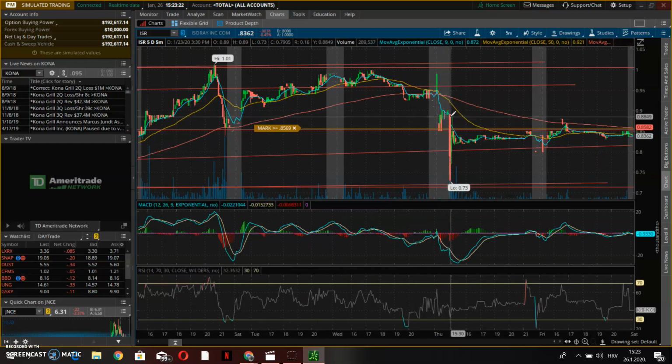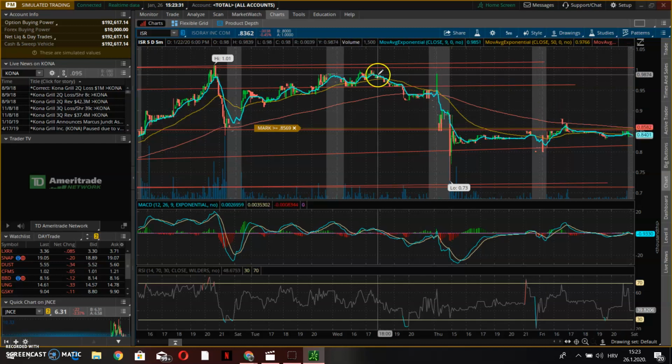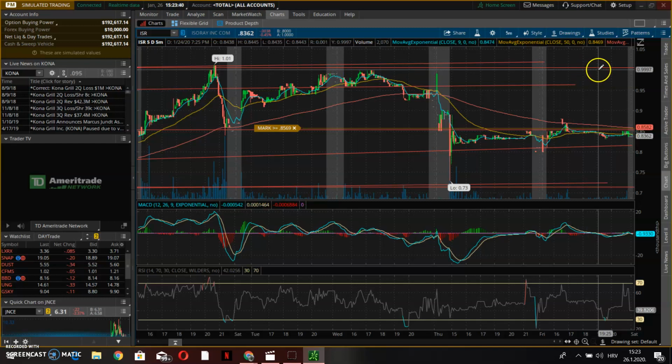Okay, if you're asking me, I would enter here because the 9 EMA is broken, resistance is broken, and that's a good reason for me to do it. And it is going to go above this. It is going to find a new high.